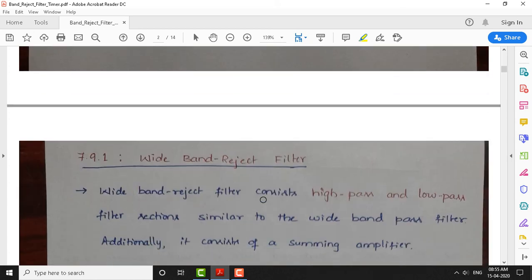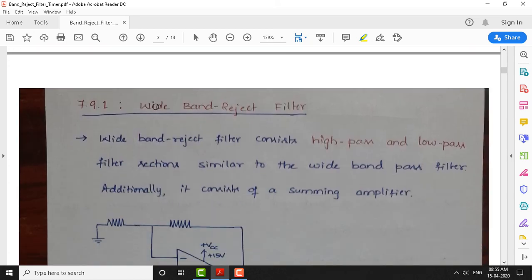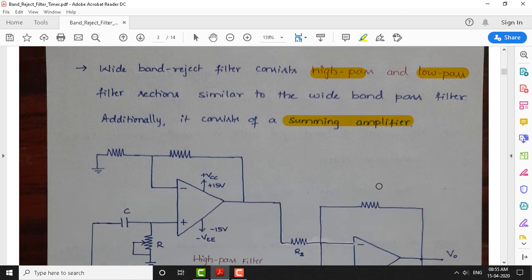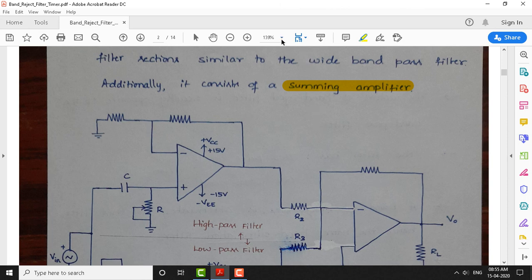Now let us see the circuit realization of wide band reject filter. A wide band reject filter has quality factor Q less than 10. It consists of a high pass filter section and a low pass filter section, similar to the wide band pass filter, but additionally it has a summing amplifier. Now let us see the circuit diagram of wide band reject filter.